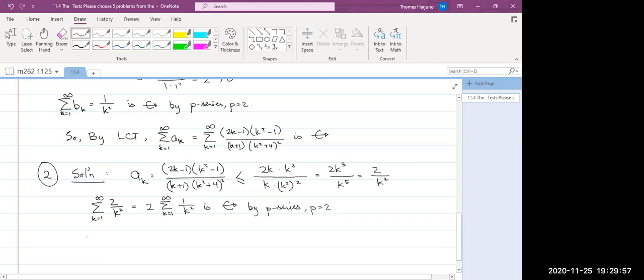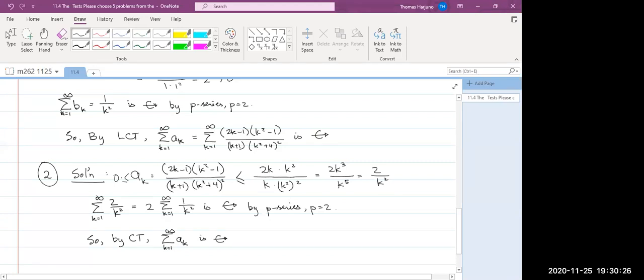Right, but therefore, by comparison test, not limit comparison test, by comparison test, the series of a sub k is convergent, even though I have to make sure that a sub k is positive, at least non-negative.